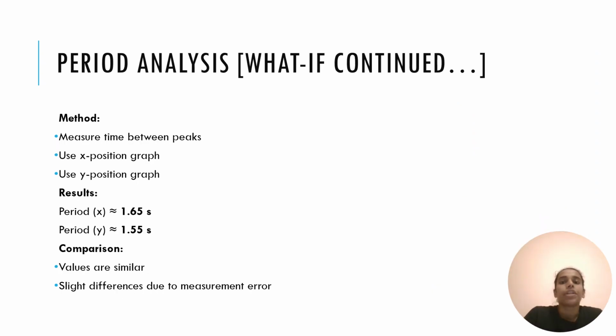The oscillation period was estimated from the tracker data by measuring the time between repeating peaks in the x position and y position graphs. From the x position data, the period is approximately 1.65 seconds, and from the y position data, it is approximately 1.55 seconds. These values are very close, differing by about 0.10 seconds, which indicates consistent oscillatory motion. The small difference is likely due to measurement uncertainty in Tracker and the fact that the motion is primarily vertical, making the y position estimates slightly more reliable.